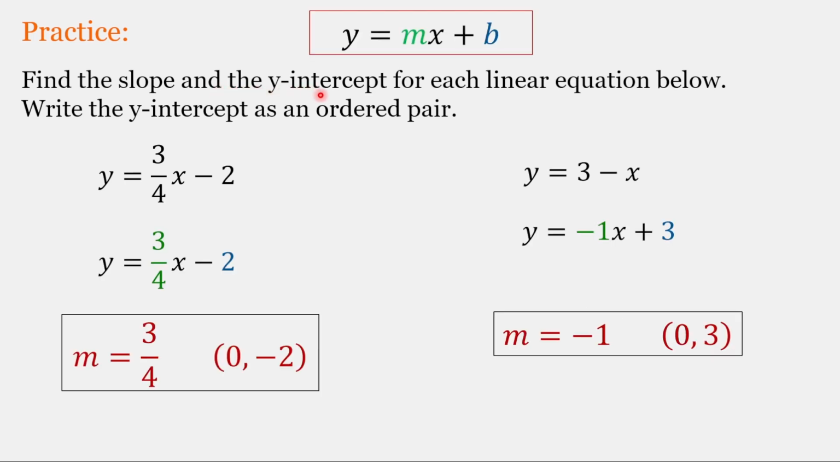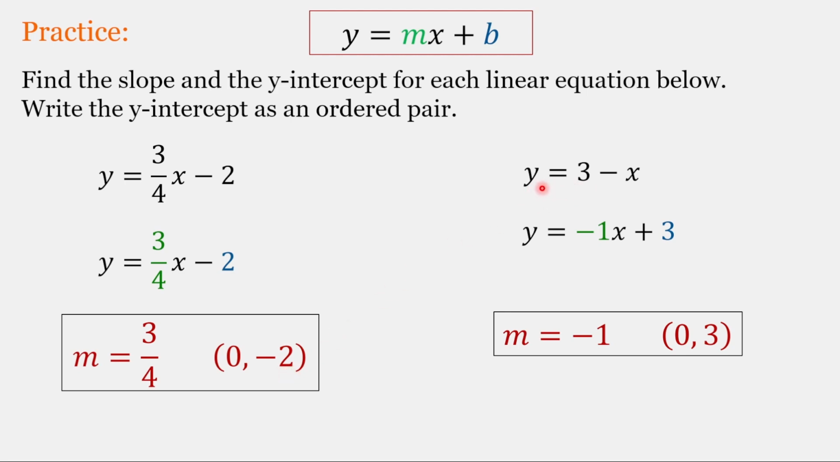So when you're finding the slope and the y-intercept from a linear equation, the first thing you want to check is to see if it's in slope-intercept form, y equal to mx plus b. So for y equal to 3/4 x minus 2, this is in slope-intercept form. The coefficient of x, which is our slope, is equal to 3/4. And the constant is negative 2. So our y-intercept, b, is negative 2. As an ordered pair, that's (0, negative 2).